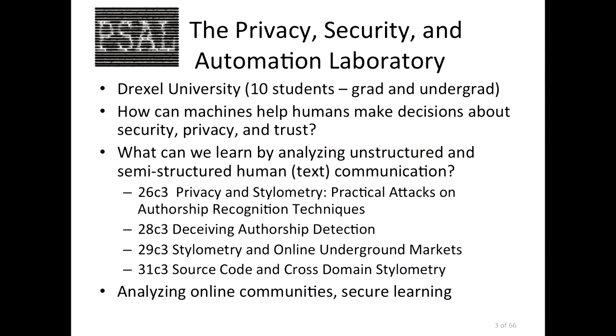And that's a lot of the work that we do in my lab, the Privacy, Security, and Automation Lab. This is a research lab at Drexel University. It has about 10 students in it, a mixture of graduate and undergraduate students. In general, we study how to have machines help humans make decisions about security, privacy, and trust, often using machine learning and natural language processing techniques. In particular, we're very interested in what we can learn when we analyze unstructured and semi-structured human textual communication. And this is what we've spoken about at CCC in the past.